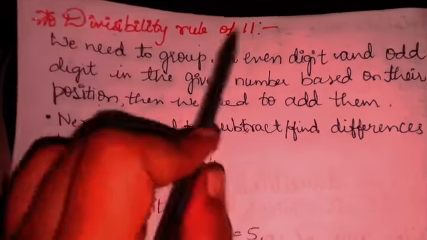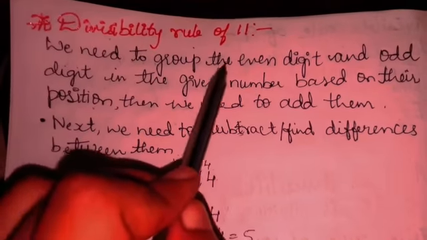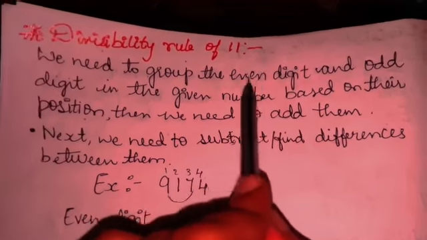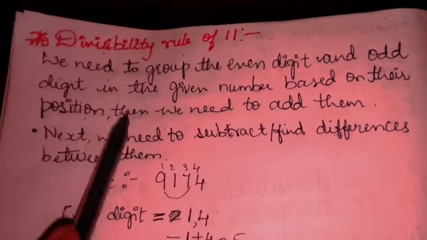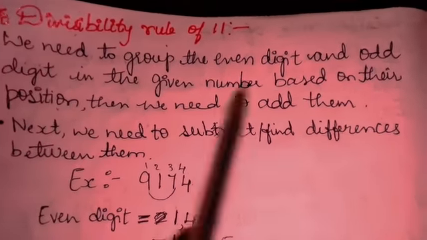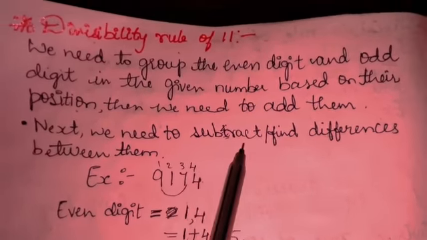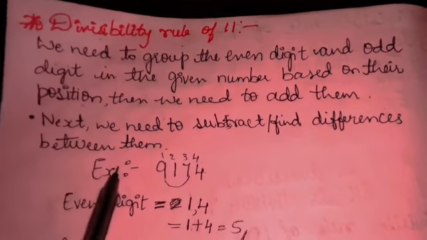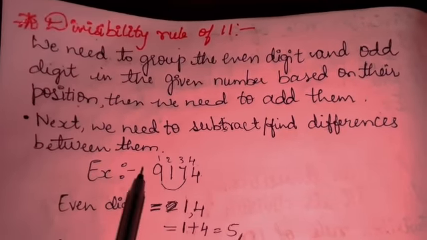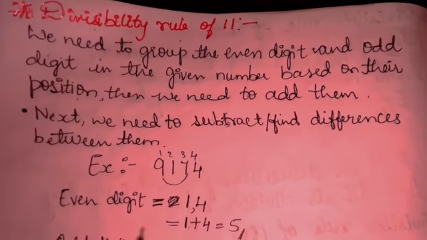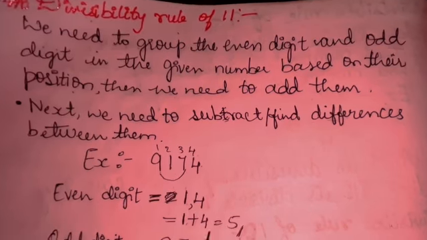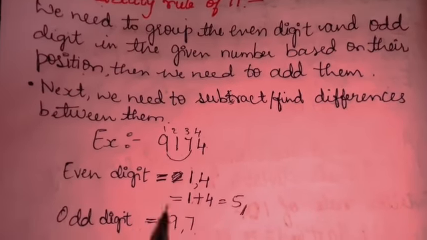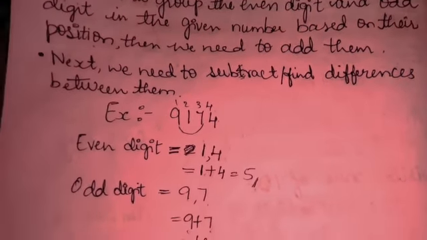Divisibility rule of 11. We need to group the digits in even positions and odd positions of the given number based on their position. Then we need to add them. Next, we need to subtract, or find the difference between them. Here 917 is given. So first you group them into even and odd position digits: 1, 4 and 9, 7.